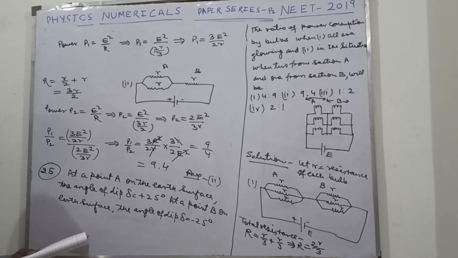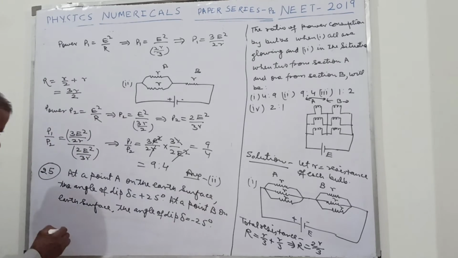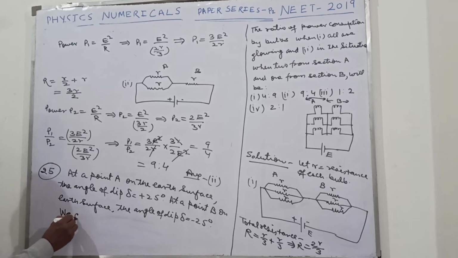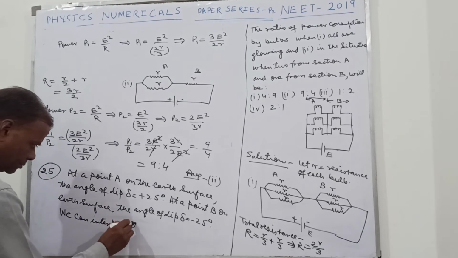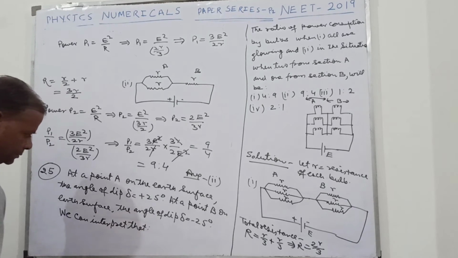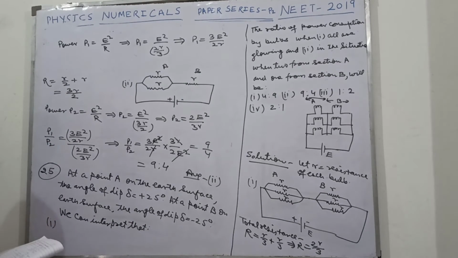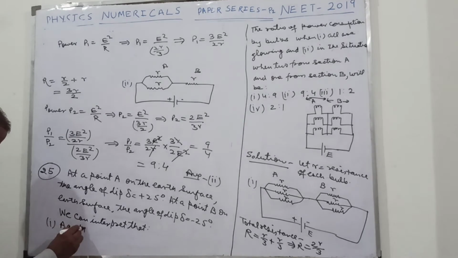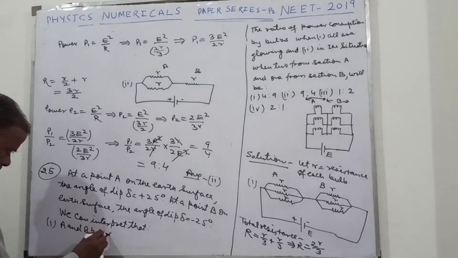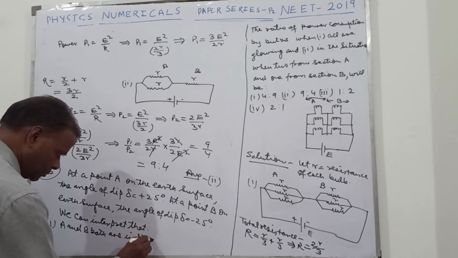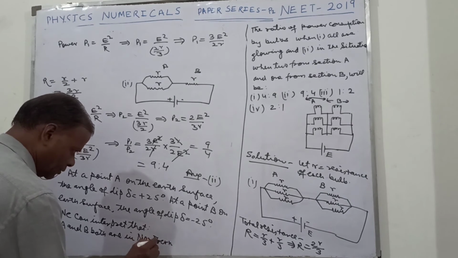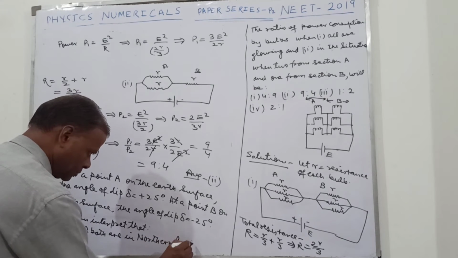We can interpret that. Now first interpretation. First is what? A and B both are in northern hemisphere.